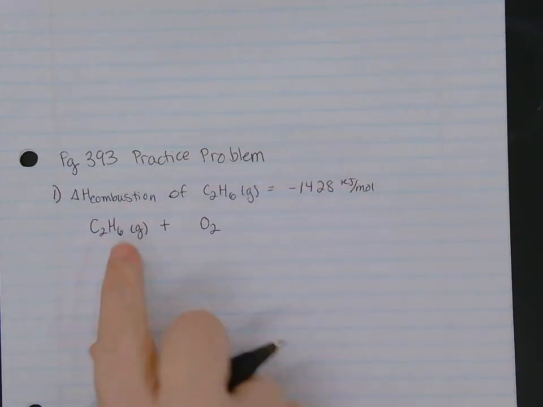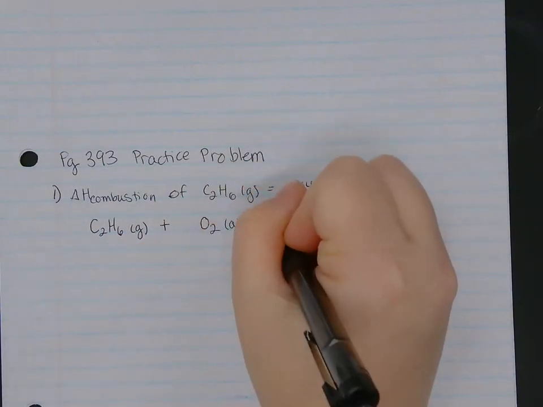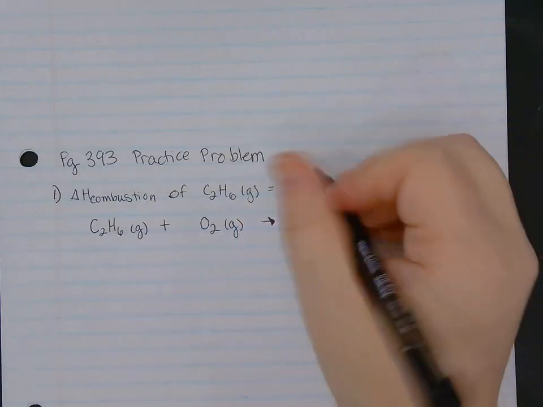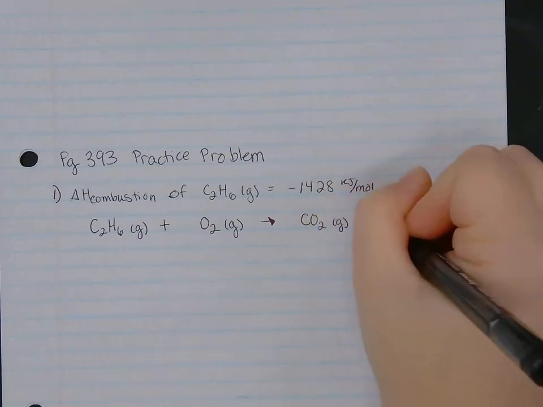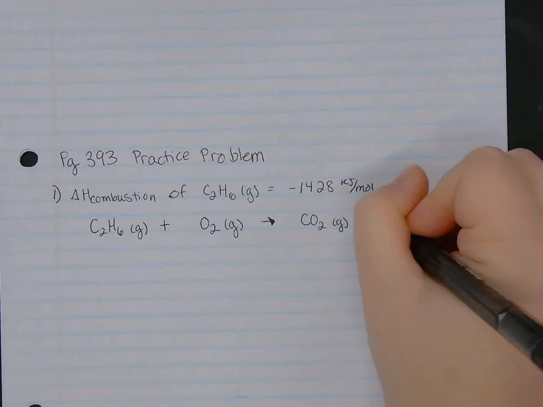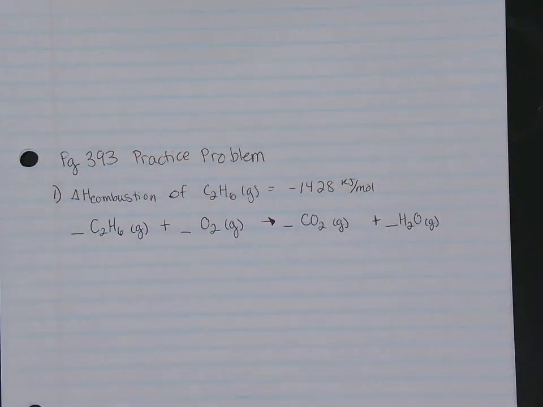We have our hydrocarbon. We add oxygen, so those are fuel sources. So our fuel plus oxygen, and it's always going to make carbon dioxide gas plus water gas. When we burn stuff, it's all gas. And I like to put my blanks there so I can balance my reaction. So let's check out balancing it.